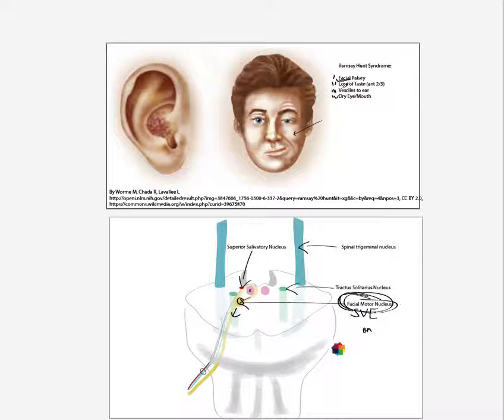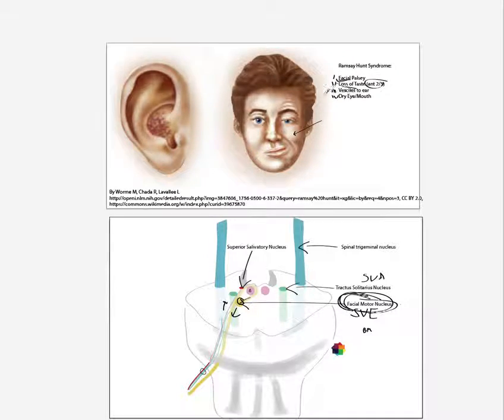Now the other thing that these people complain of is loss of taste. The reason that they complain of loss of taste, and it has to be to the anterior two thirds, is because the chorda tympani is sending special visceral afferent fibers up to the nucleus of the tractus solitarius. This nucleus is another of the four nuclei, and it is responsible for the fibers that give us our sense of taste to the anterior two thirds of the tongue. When you've got Ramsay-Hunt syndrome, you lose that.